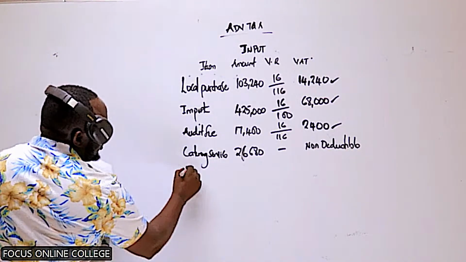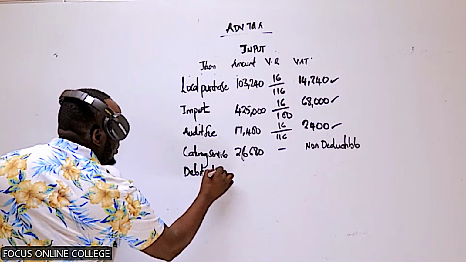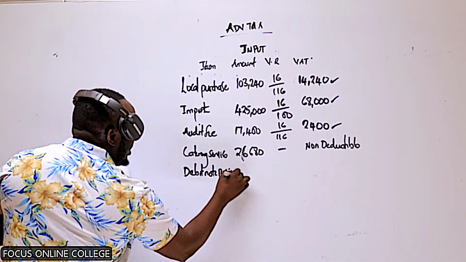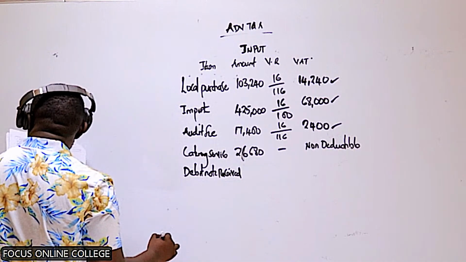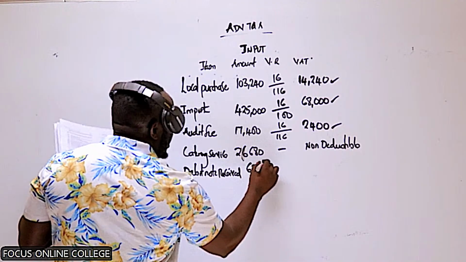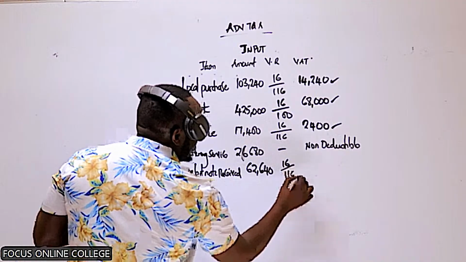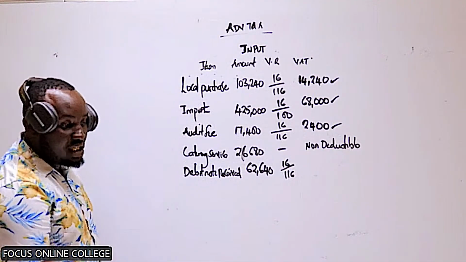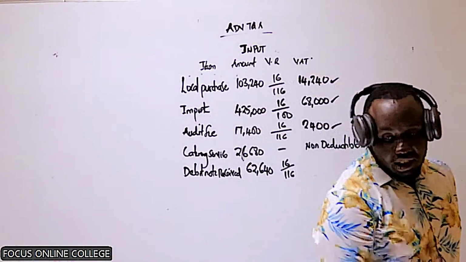We have debit not received. The figure for the debit not received is 62,640. So that is 16 over 116. What is the VAT on debit not received?